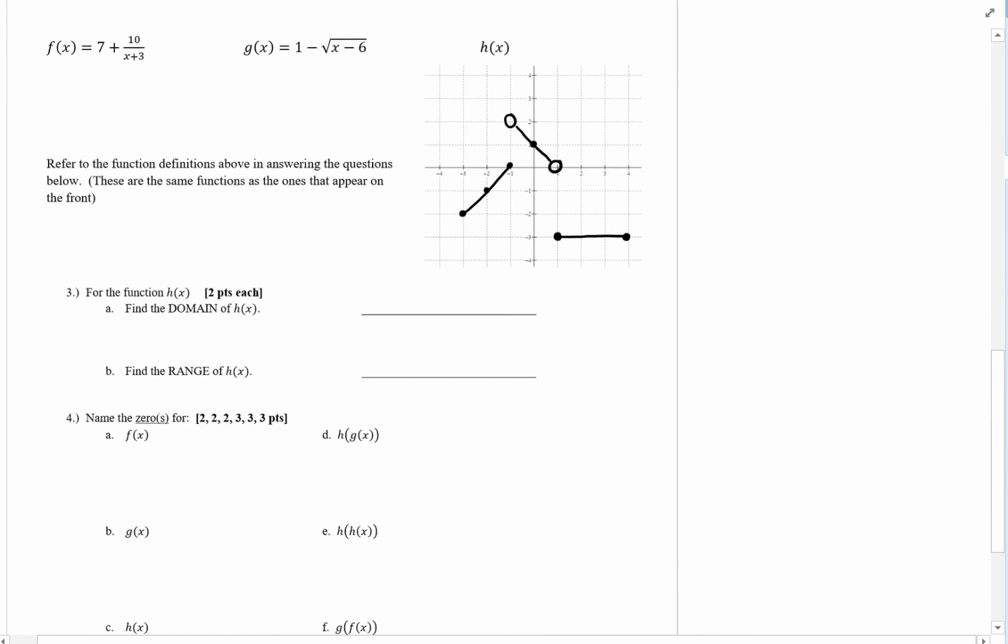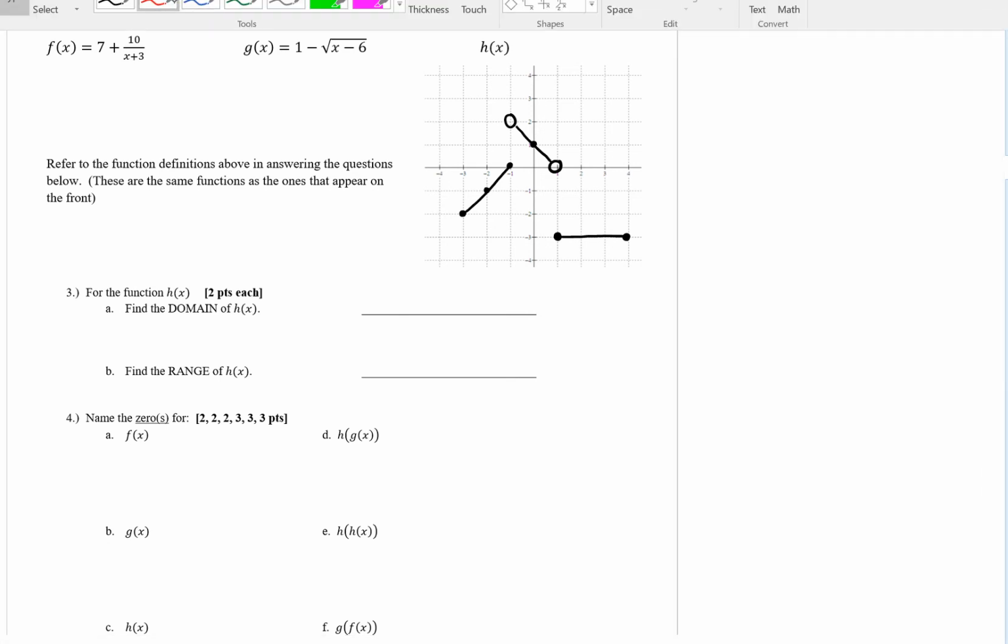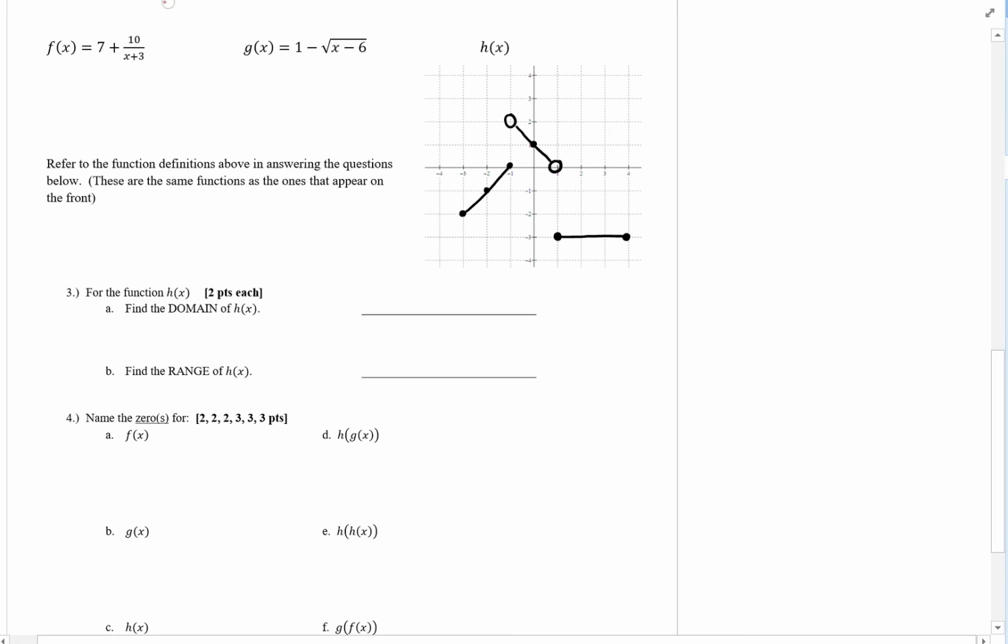To the next page. Alright, h of x. Let's talk about getting a domain only from a graph. The domain is the allowed x values. I see my allowed x values. This function goes between -3 and 4. That it really is everything. And I can write that as -3 is less than or equal to x, which is less than or equal to 4. X can be anything in between -3 and 4. Alright?